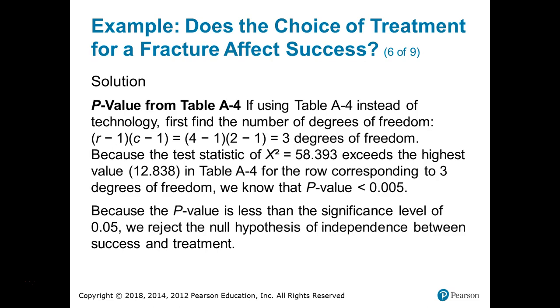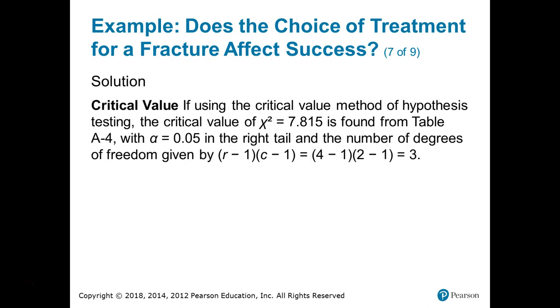And since that exceeds the highest value in table A4, we know that the p-value is going to be smaller than 0.005. And since the p-value is less than 0.05, what does that mean? We reject the null hypothesis of independence between source and treatment.